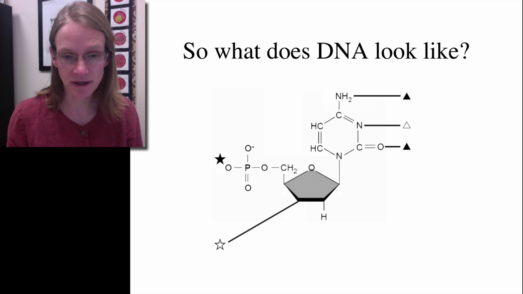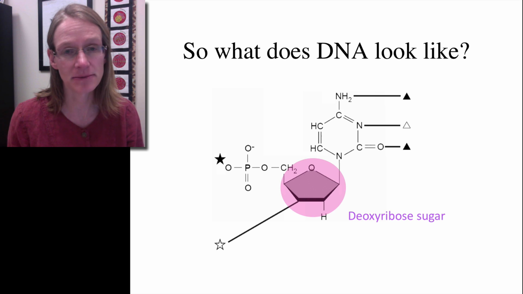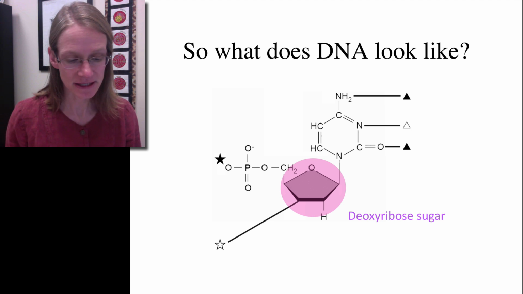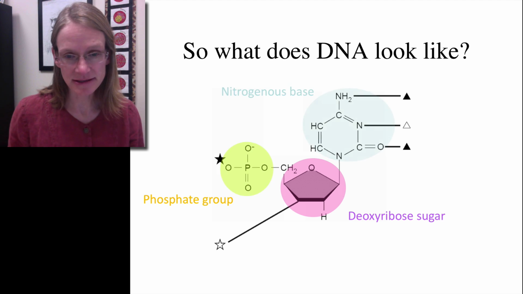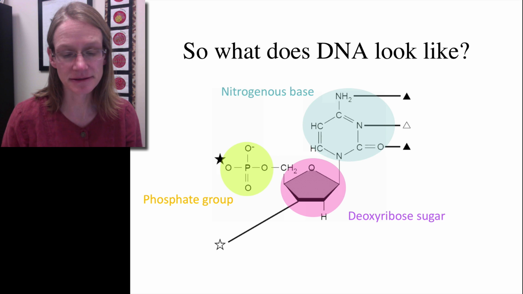The first one is this deoxyribose sugar. It's the main sugar that is central to this molecule, and you'll see it here circled in red. In addition, they also have these phosphate groups. They always have this phosphate group. And then the third piece, of course, is this nitrogenous base.